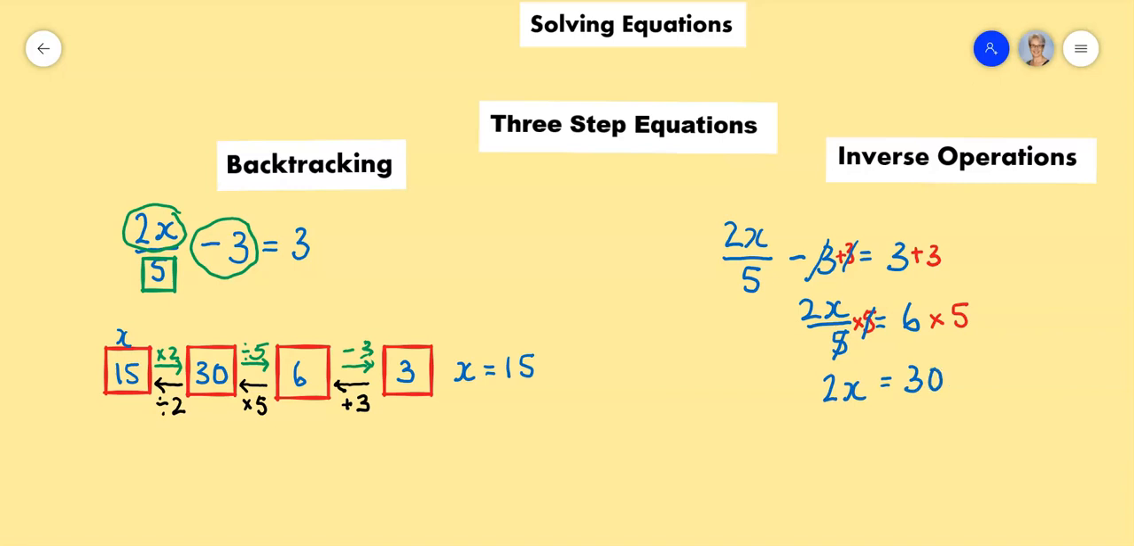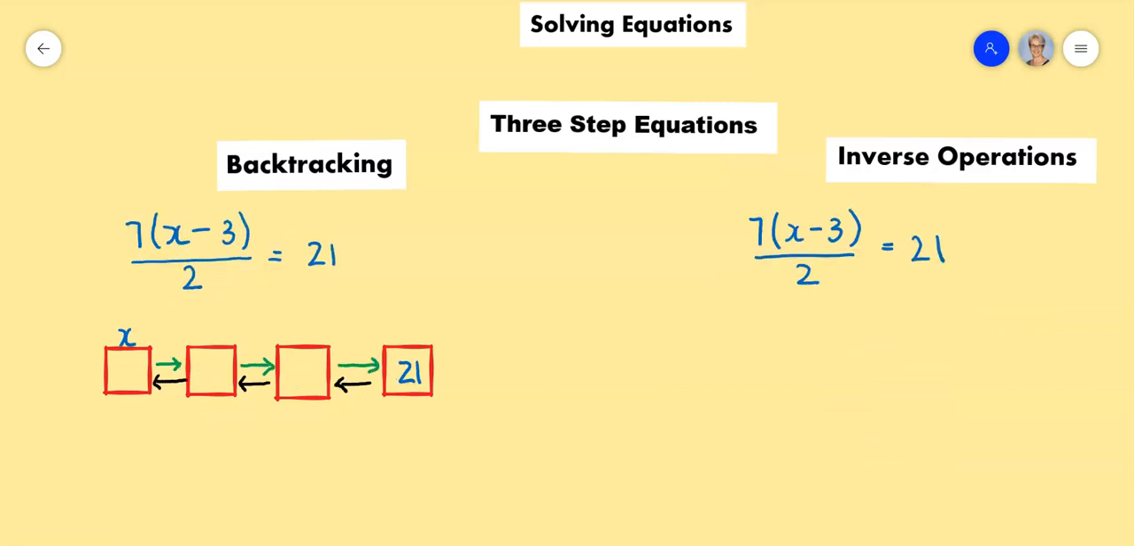The last thing we had to do was to divide both sides by 2. So we do that to both sides, and times 2 and divided by 2 cancel out. So we're left with x is equal to 30 divided by 2, which is 15.